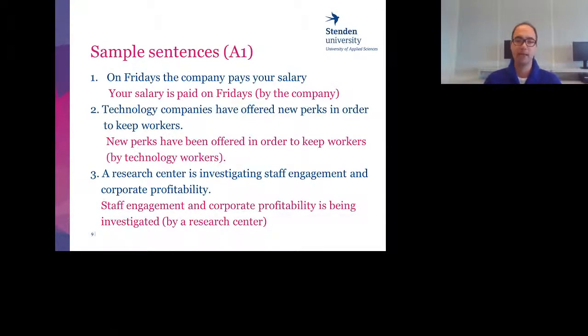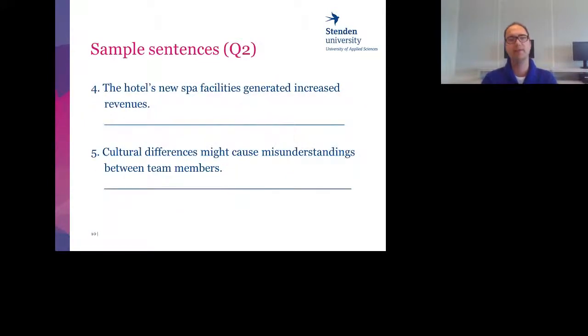So we have a new subject, staff engagement and corporate profitability. And then how do we make sure that the ing form of active comes back in passive? Well, by adding the ing together or gluing it to be. So you see, is being investigated. We don't care that it was done by the research center, but if you like, you can put it between brackets or just put it in for the understanding of the sentence. Two more examples, two final examples.